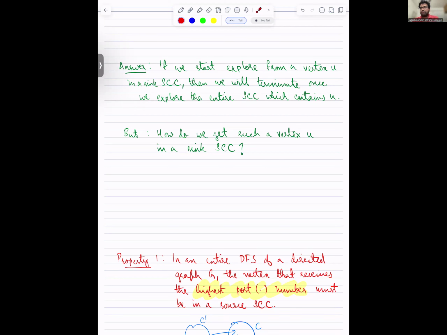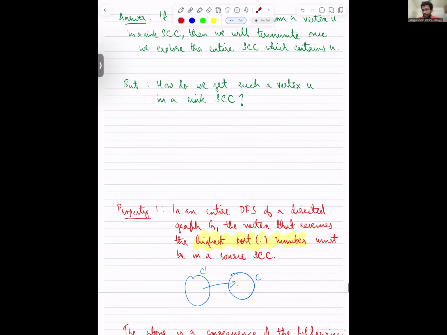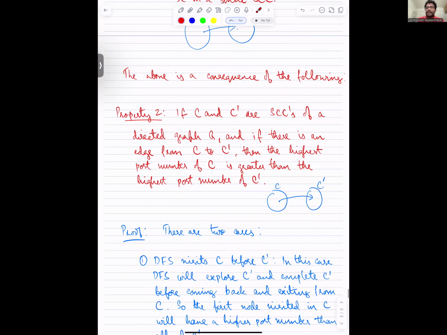The question now is, we need a vertex in a sink, but we have a way of identifying a vertex in a source. Is there a way to use the identification of a vertex in a source to get a vertex in a sink? So you need X, but you have a way to get Y. By changing the direction of edges in the graph, precisely, yeah. So what we can do is simply consider a graph where all the directions are flipped to the opposite.